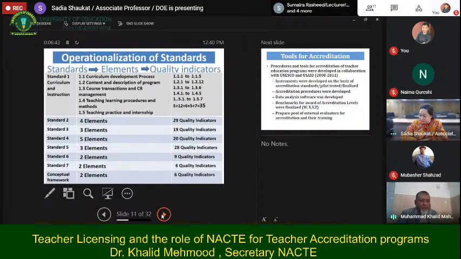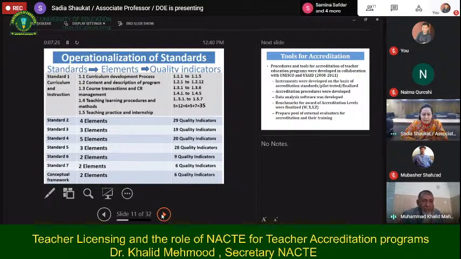In this slide, I have tried to explain the operationalization of quality of teacher education programs. For example, standard number 1 has 5 elements. Standard number 1 is curriculum and instruction. It has 5 elements: curriculum development process, content and description of program, courses, transactions and classroom management, teaching learning procedures and methods, and teaching practice and internship. Now, each of these elements has been further operationalized in terms of quality indicators.